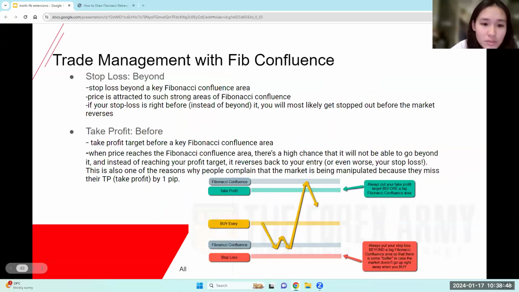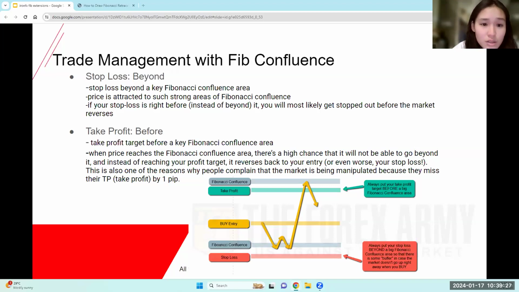Okay, so let's talk a bit about trade management. Earlier I showed you guys how sometimes with confluence areas, you can expect a very brief reversal, a very brief touch on our confluence area before it starts reversing off of it, especially when you have a very strong confluence area with multiple Fibonacci levels lining up on it. So in order to avoid missing your trade, this is the trade management technique that we like to follow.